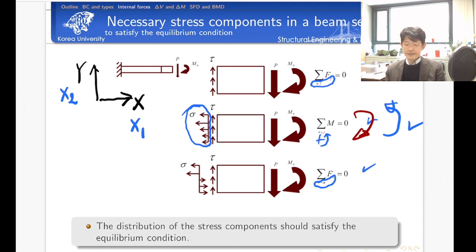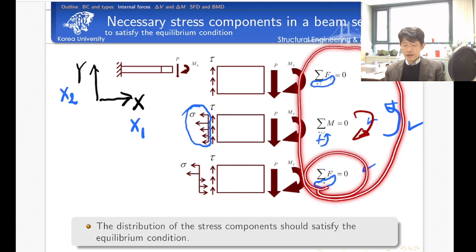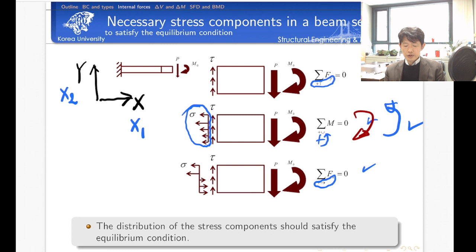Okay, summarizing, to satisfy the force equilibrium in the horizontal direction and the vertical direction and the moment, we need to have a certain distribution of shear stress and a certain distribution of normal stress here. But regarding the distribution of normal stress, its direction changes within the cross section. The situation is pretty much different from the condition found in axially loaded members. In the case of axially loaded members, the direction of normal stress is the same, whether it stretches or compresses.